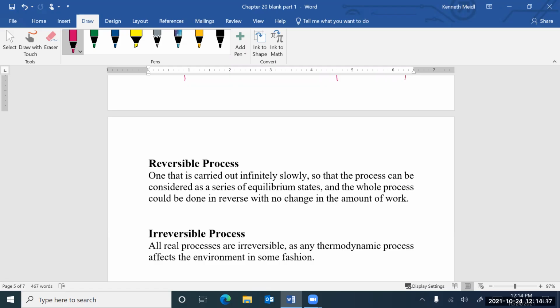Once you roll the ball down the hill, you move air molecules out of the way. You're never going to get those back exactly where they were, right? If you could, that would be a reversible process, but you can't. So real processes are irreversible. All real processes are irreversible. Any thermodynamic process affects the environment in some fashion.